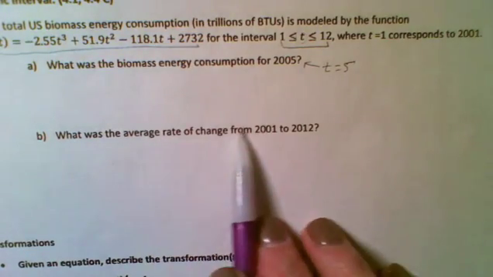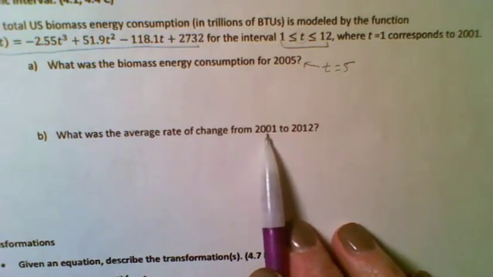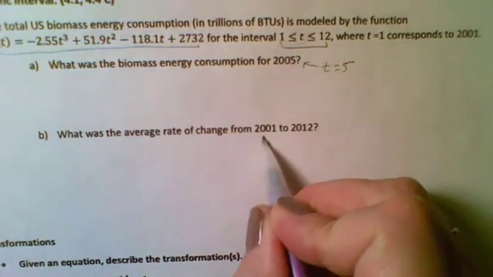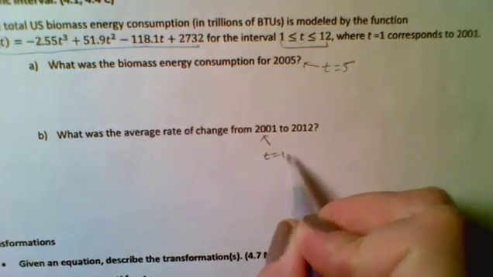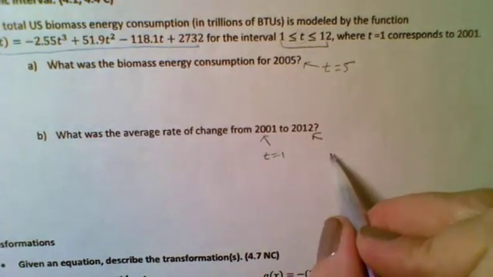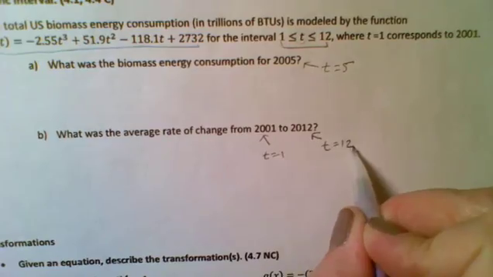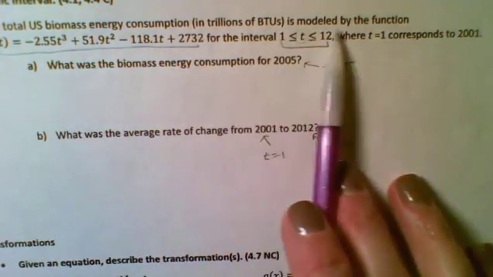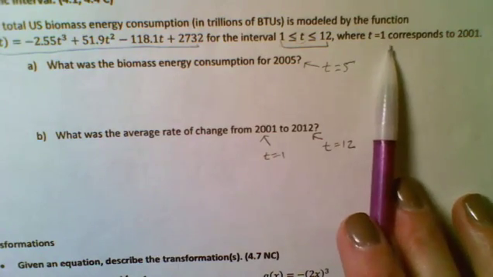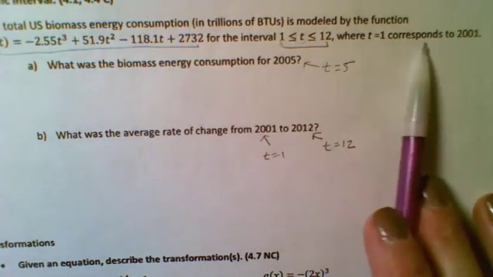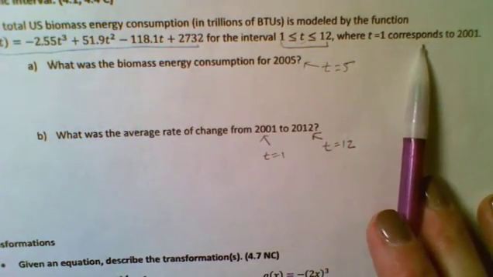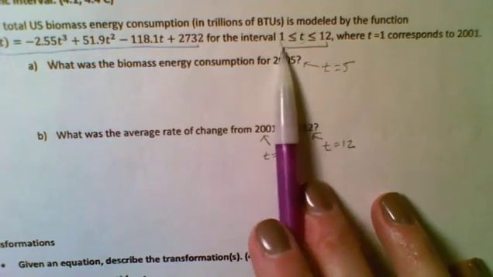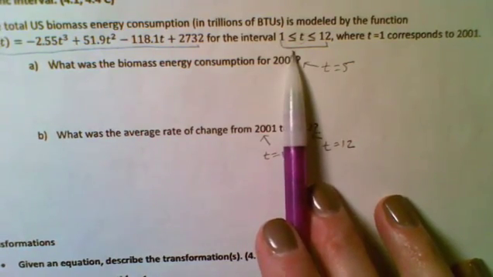And when I go to this one, it says I want the average rate of change from 2001. So that's when t or x is 1 to 2012. And so that's when x or our t value is going to be 12. So just make sure you really look at what this is telling you, because that helps you decide what you're plugging in. This helps you decide what your window is going to be when you put it in your calculator.